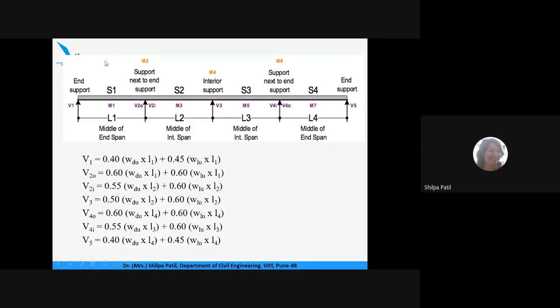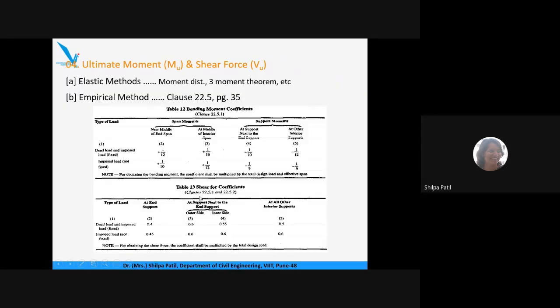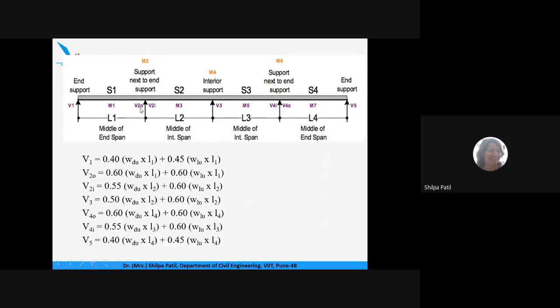Now for the interior support, that is the support next to the end support, two shear force values are given. One is the outer value and another is the inner value. Okay. So outer means at this side. When we move towards the end support, that is considered outer, and when we move toward the interior part of the continuous slab, we consider it as inner.